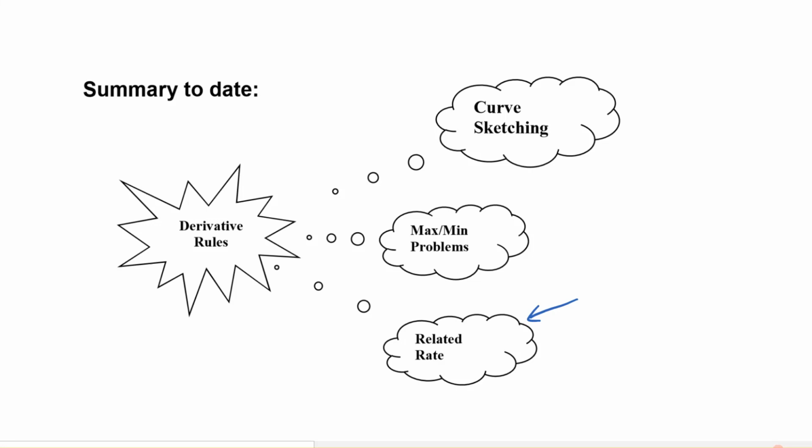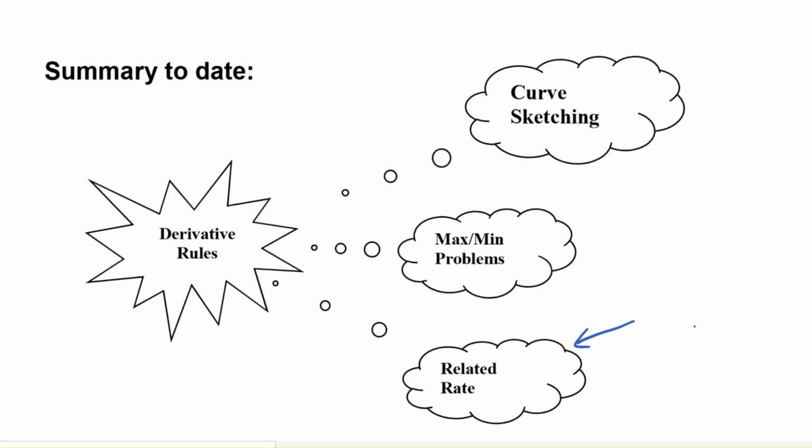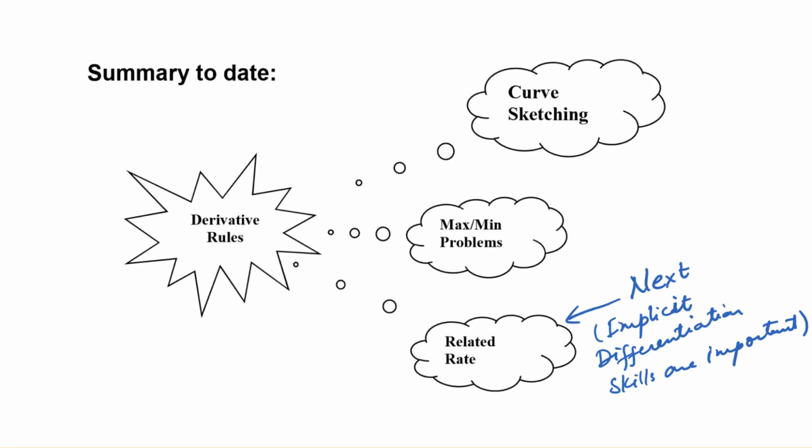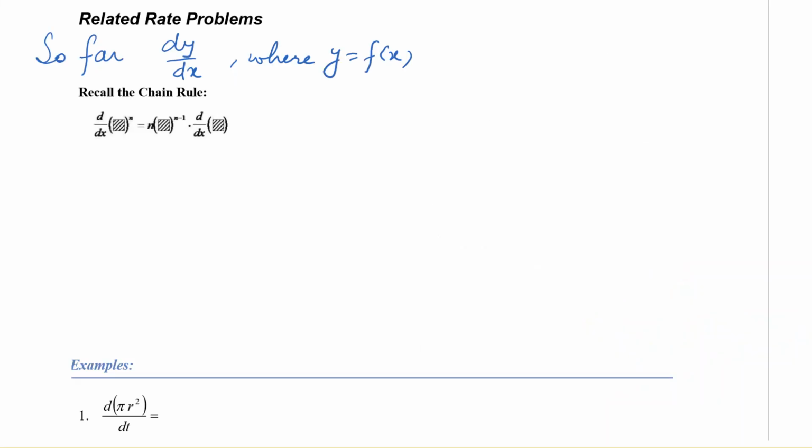In this video, I'll just review the topics that we need to know for related rate problems. So this is our next topic. And for related rate problems, implicit differentiation skills are very important. So in this video, I'm going to review quickly our chain rule and also we're gonna do some differentiation with respect to t.